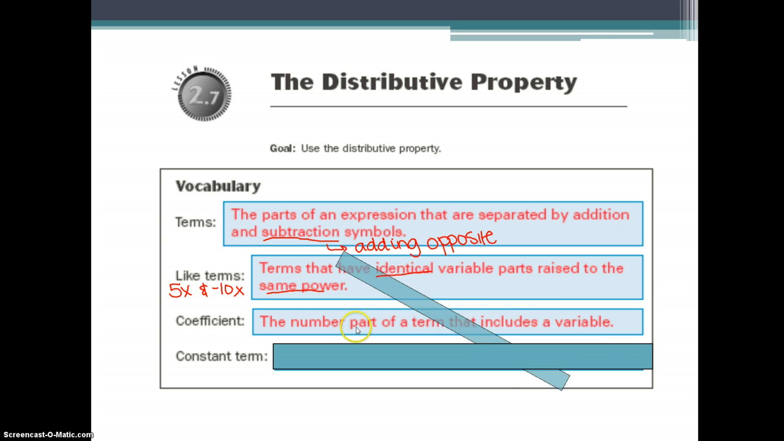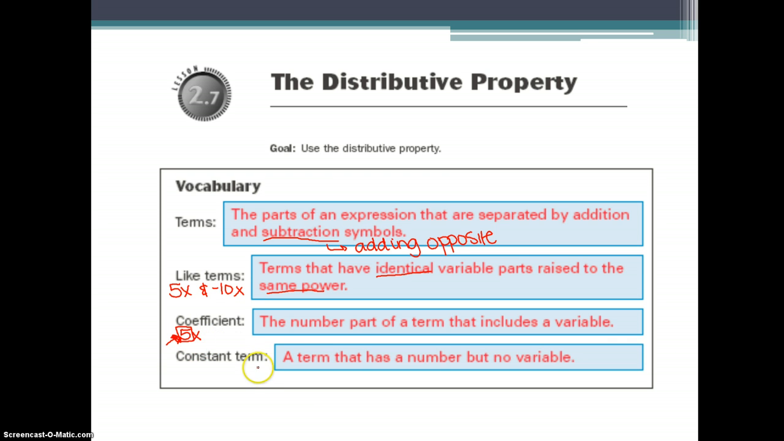Coefficient is the number part of a term that includes a variable. For example, 5x is a variable term. Just the 5 is the coefficient. Again, just the number part, just the 5. I always remember this because it sounds like a co-worker. The 5 and the x are working together. So coefficient, co-worker, it's the number part of a variable term.